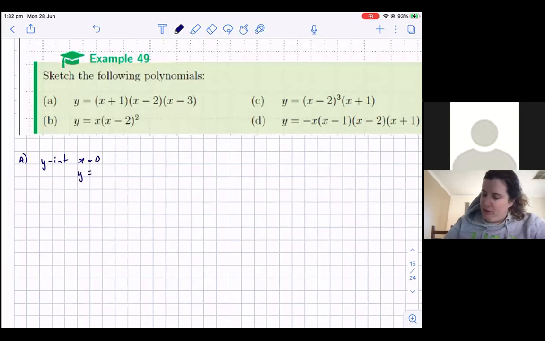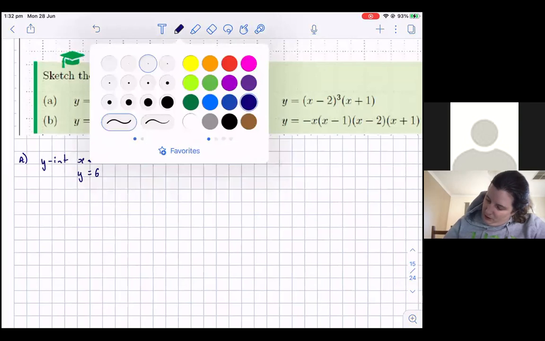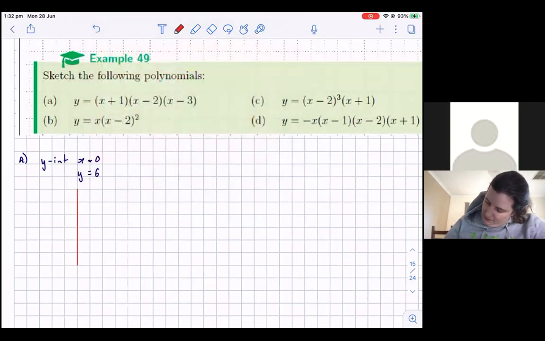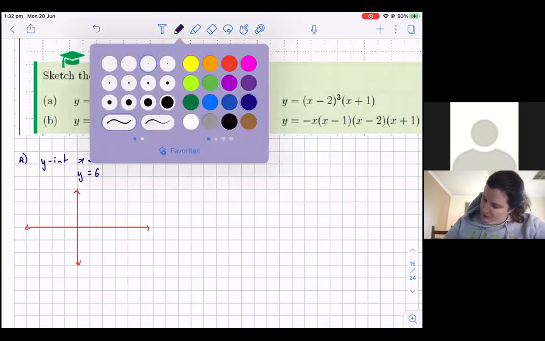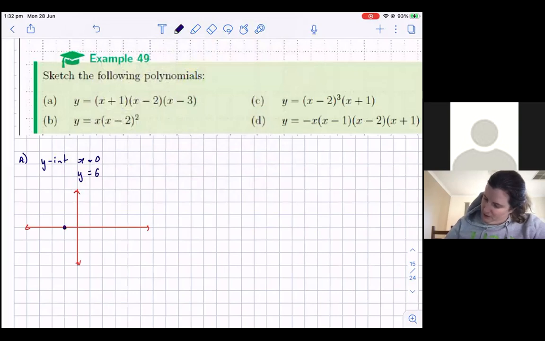So y, we're going to have +1 times -2 times -3. It's going to be 6. So when I do the graph for A, I know it's going to go through -1. I know it's going to go through +2 and +3. And I know it's going to go through y equals +6. So it must have to look like that. -1, 6, 2, and 3.